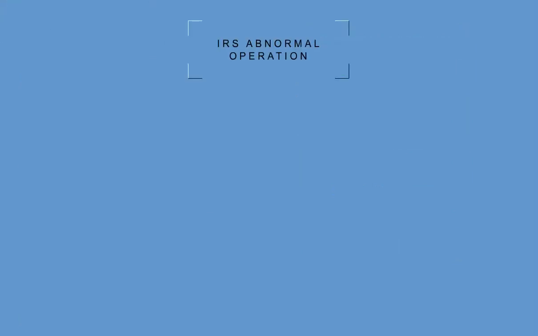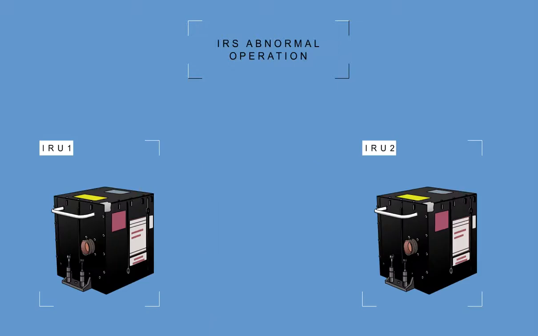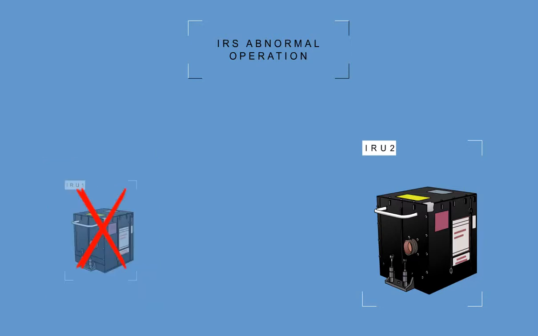IRS abnormal operation. In the event of a normal aircraft power interrupt or power transient, no degradation in performance will occur due to the switching or operating from the backup power source. The two micro IRUs receive power from different primary and different secondary power sources. So, in the event of a loss of power to one micro IRU, the other micro IRU would not also experience a power loss at the same time.